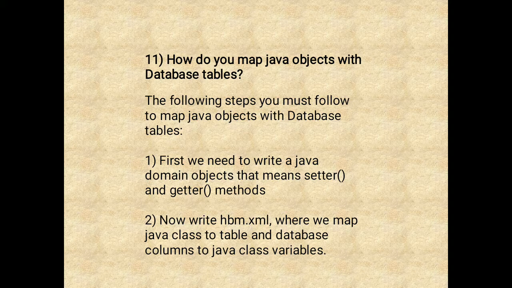The next question is, how do you map Java objects with database tables? The following steps you must follow to map Java objects with database tables. First one is, first we need to write Java domain objects, that means setter and getter methods. The second one, now write hbm.xml where we map Java classes to table and database columns to Java class variables.